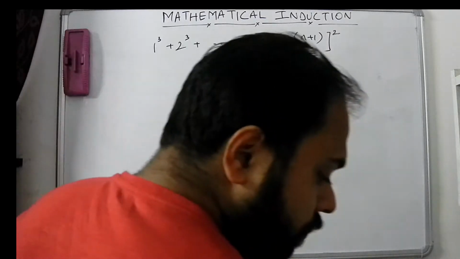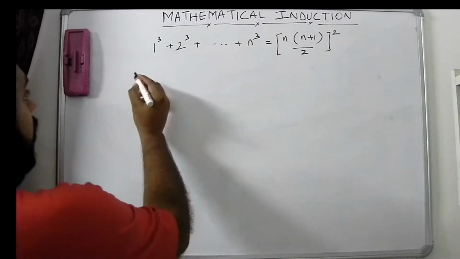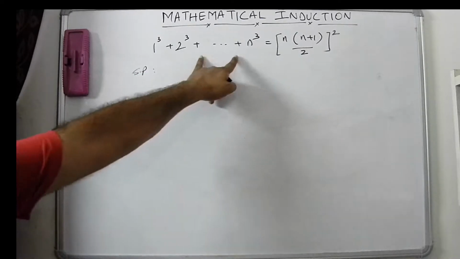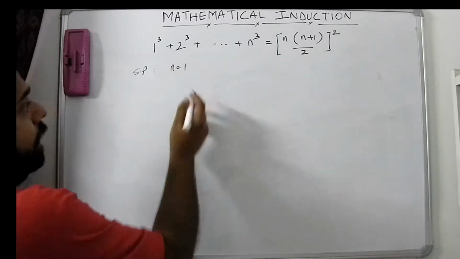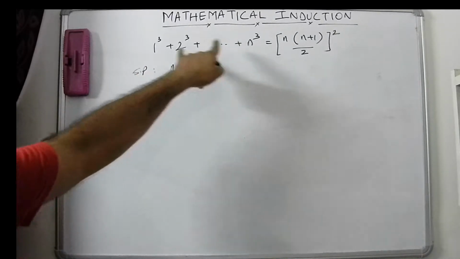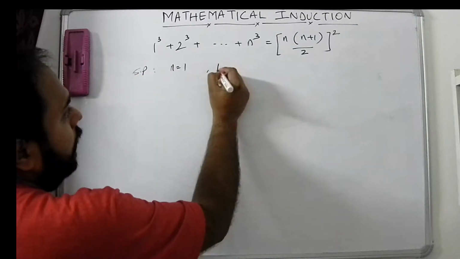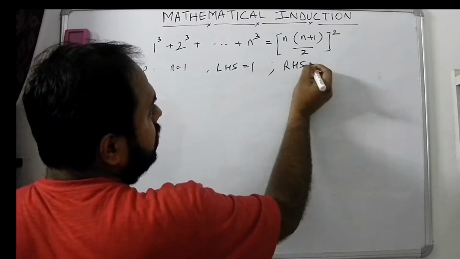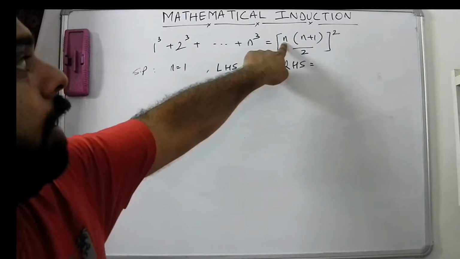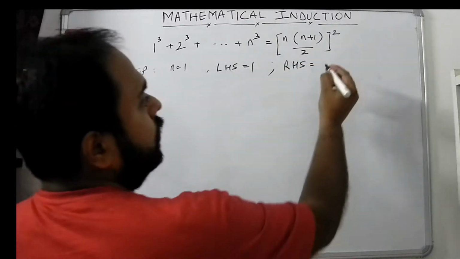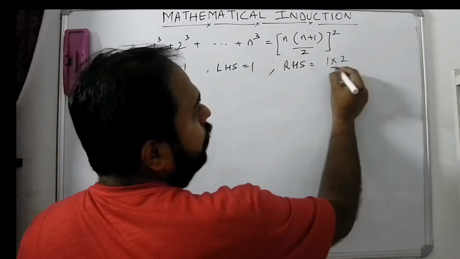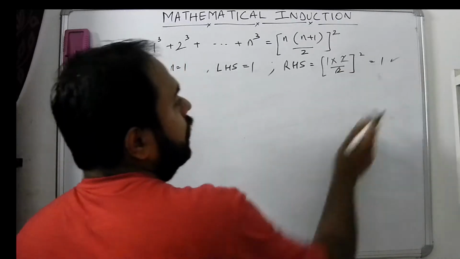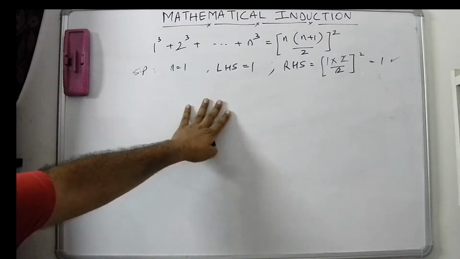Again, starting point is n is equal to 1. So let's see if it is true. When I put n is equal to 1, I simply get LHS is equal to 1 and RHS equal to 1 into (1 plus 1) upon 2, whole square, that is nothing but 1. So this equality holds for the starting point.